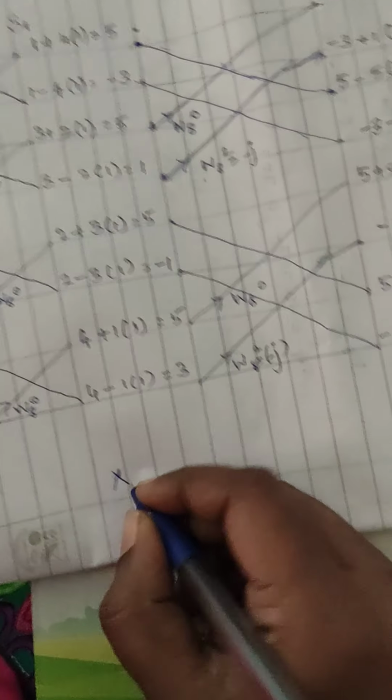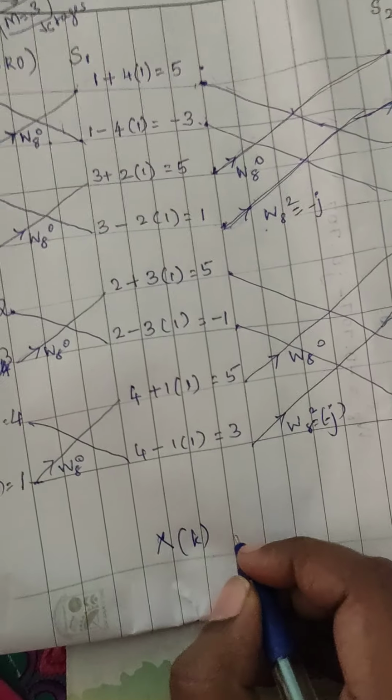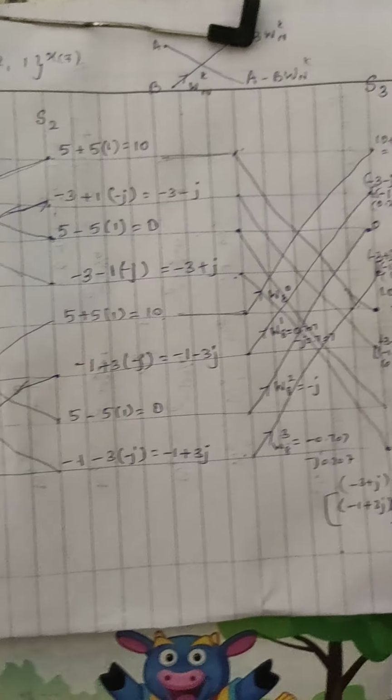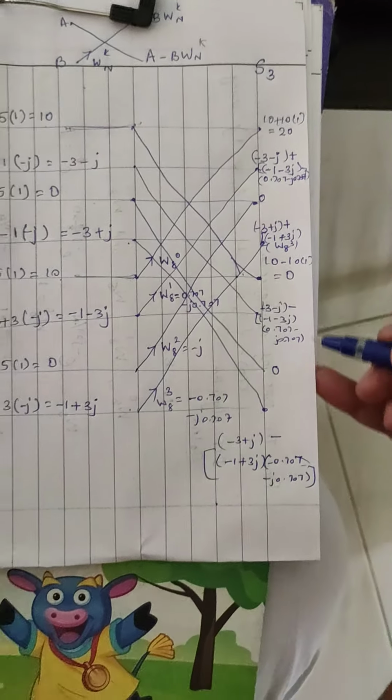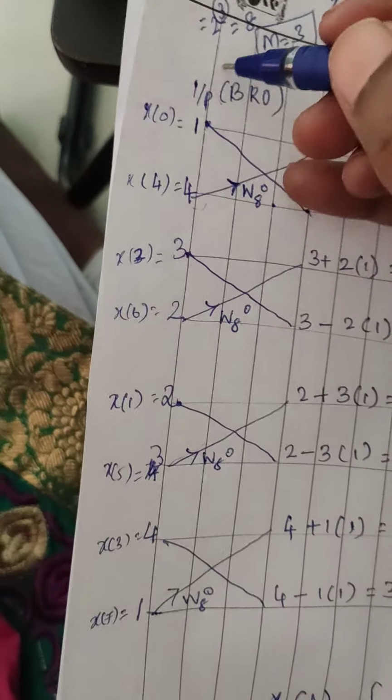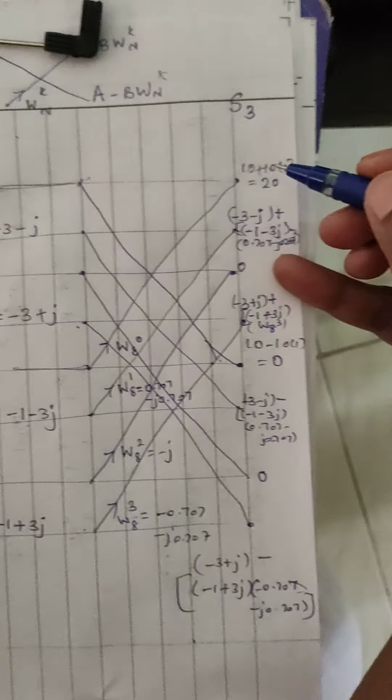So X of k is what we are finding, that is our fast Fourier transform or DFT. So this is the output. You should take the output in the normal order. You should not reverse the order. Only the input we have to reverse; the output you have to write in the normal order.